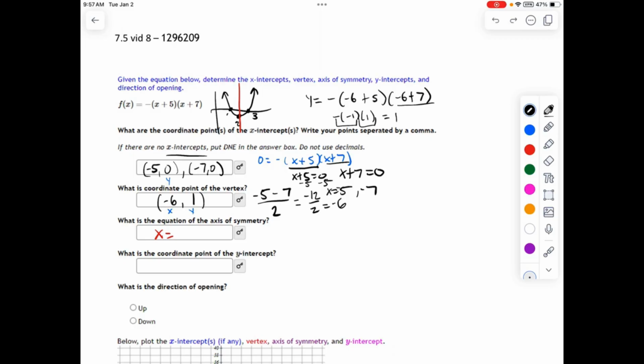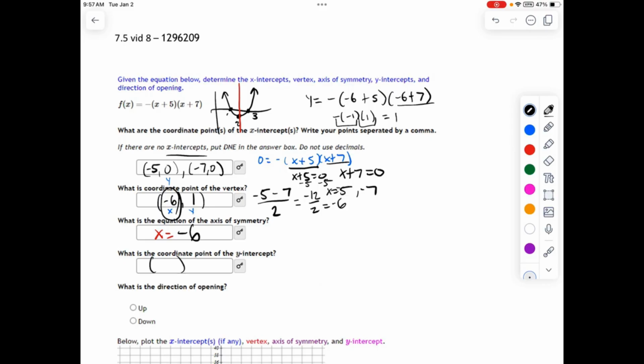That's always true. For a quadratic, the axis of symmetry will always be through the vertex, which means that whatever the x-coordinate of your vertex is, that's the value we use for the axis of symmetry. We have negative 6 for our x value, so negative 6 is the value for the axis of symmetry. Done. Finished.